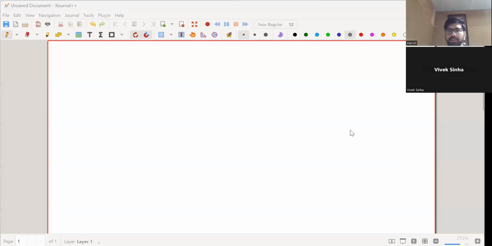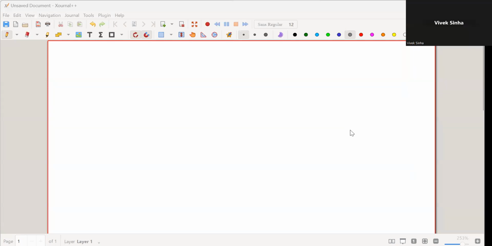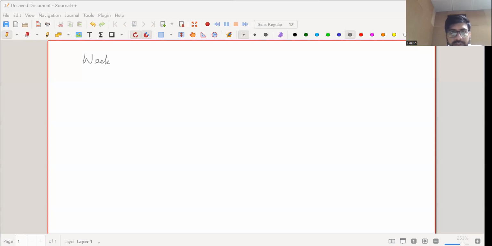I hope it's visible now. So, is my screen visible, Vivek? Because it's showing your screen is loading. Okay, now I guess it should be visible.